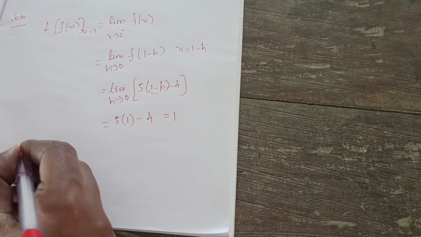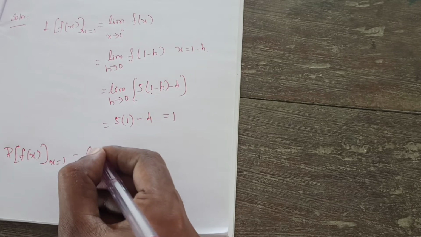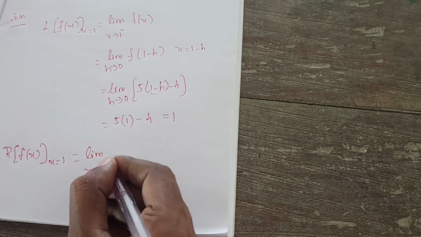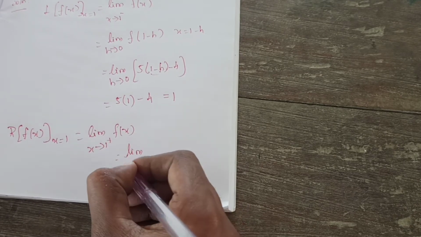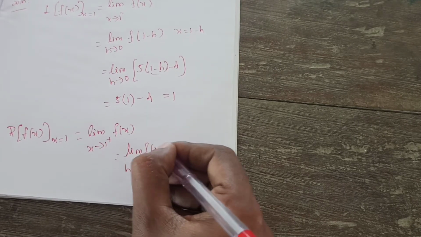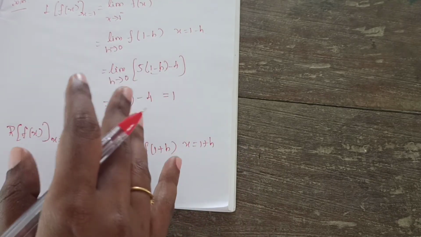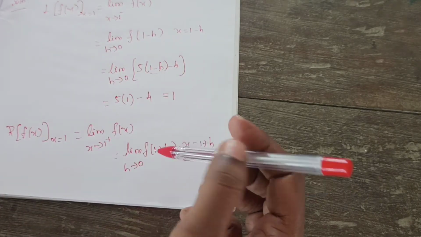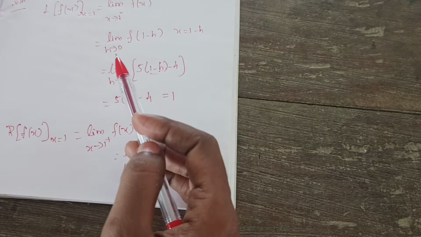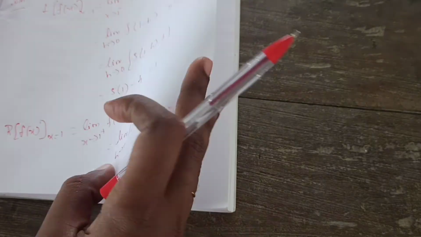Then the same way, the right hand limit of f of x at x equal to 1. So what's the formula? Limit x tends to 1 plus f of x. That's equal to limit h tends to 0 f of 1 plus h, where x equal to 1 plus h. All these things I have taught already in the last section, so I am not repeating. Understand students? There x equal to 1 minus h, here x equal to 1 plus h, there x tends to 1 minus, here x tends to 1 plus. That's the only difference I have taught you already. I hope you all know that.